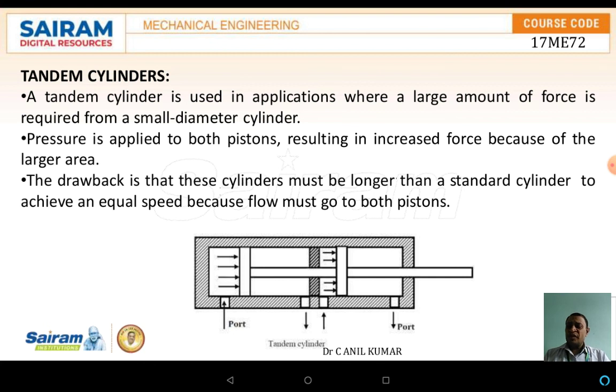The next one we are discussing is the tandem cylinder. The tandem cylinder is used in applications where a large force is required from a small diameter cylinder. The pressure is applied to both the pistons, resulting in an increase in the force because of the larger area. The drawback is that these cylinders must be longer than the standard cylinder to achieve an equal speed, because the flow must go to both the pistons.